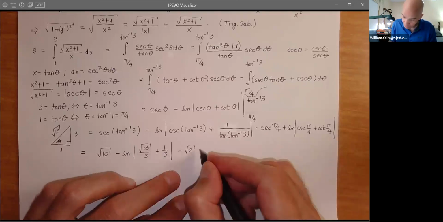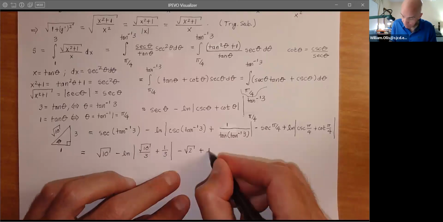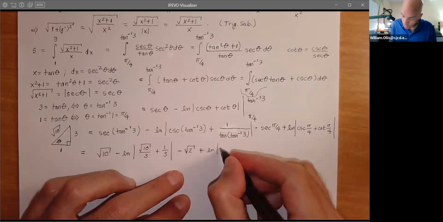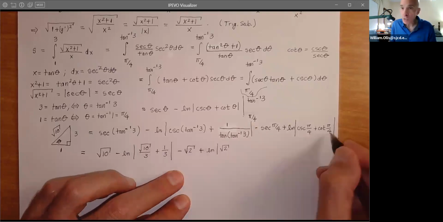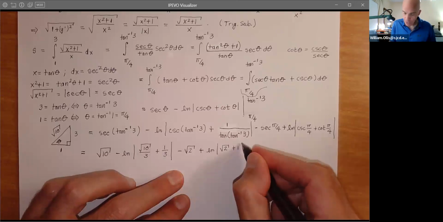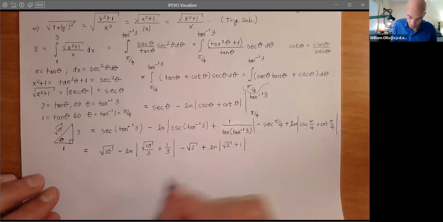And then plus natural log. So we have cosecant, same thing, pi over 4, root 2. And then cotangent of pi over 4 is just 1. So now we can combine all of these if you like.